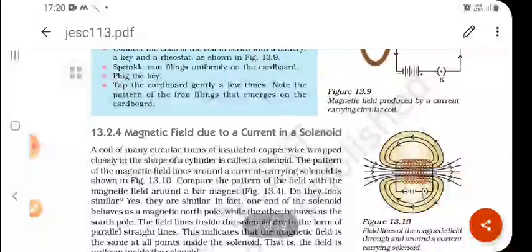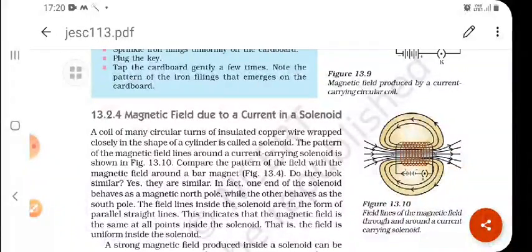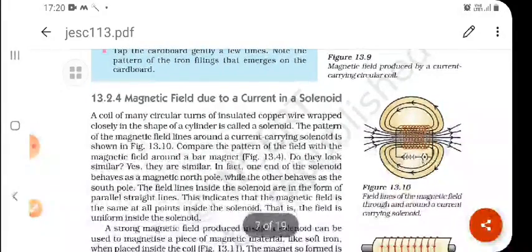On this property of increasing the number of turns of the coil, we study the solenoid. Solenoid is the device which is made up of this number of turns of the coil. A coil of many circular turns of insulated copper wire wrapped closely in the shape of a cylinder is called a solenoid. What is a solenoid? A coil of many circular turns. Why are these circular turns made? Circular turns are made to increase the strength of the magnetic field.